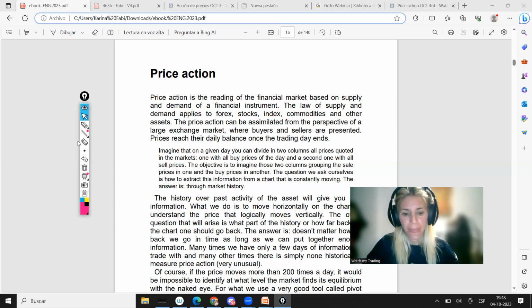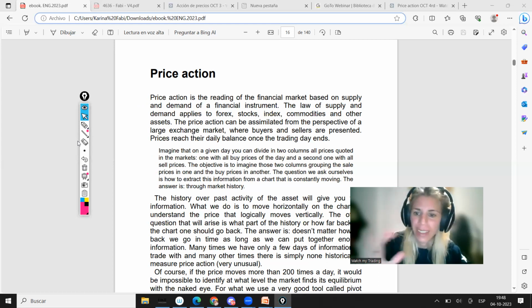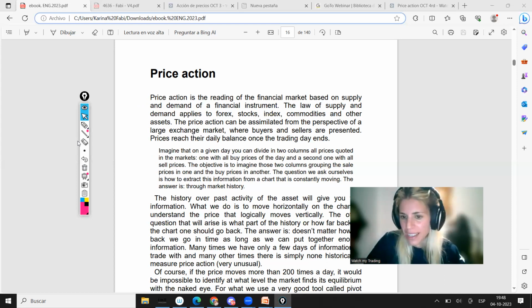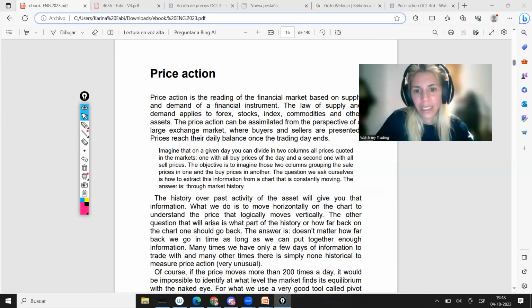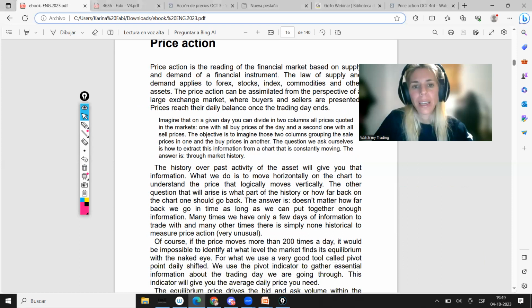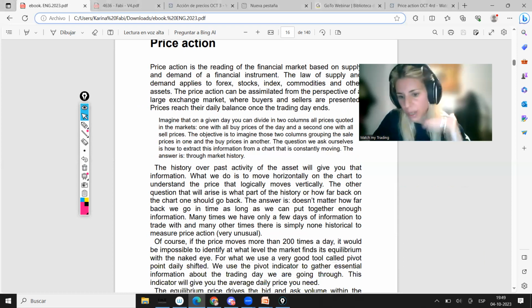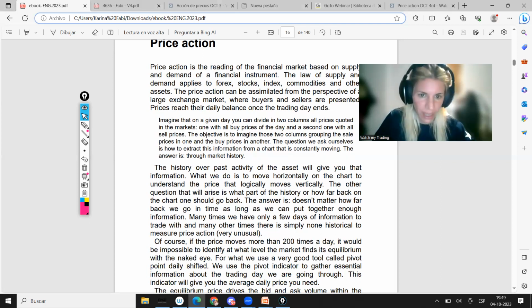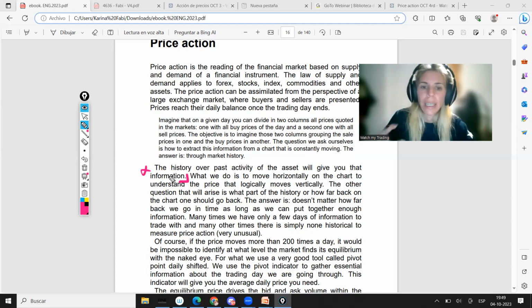Because that's basically how the market is being assimilated today. Everything is on buyers and sellers, buy prices and sell prices. The indicator is just something that will not get you one step ahead. So you need to know when is the buyer attacking, where is the seller attacking, what is the market trying to accumulate, and when they're taking their profits out of the market so you can jump in and sell. So the history of the past activity of the asset will give you that information. In the next few lessons, I will show you how you can get that information.